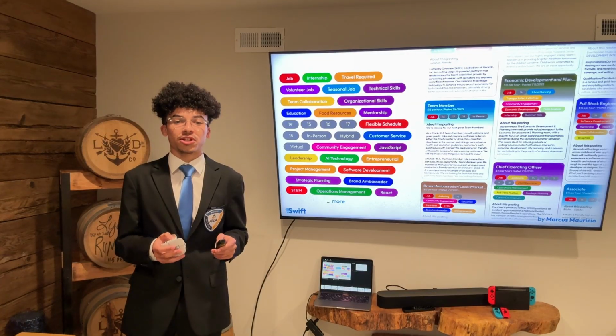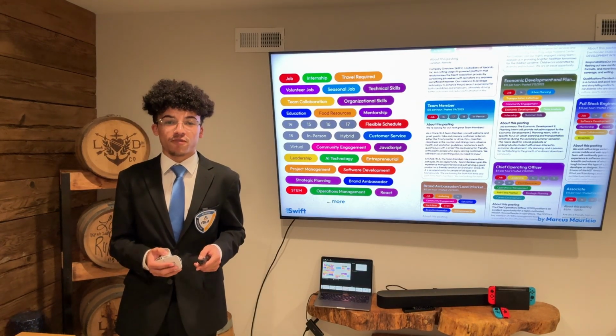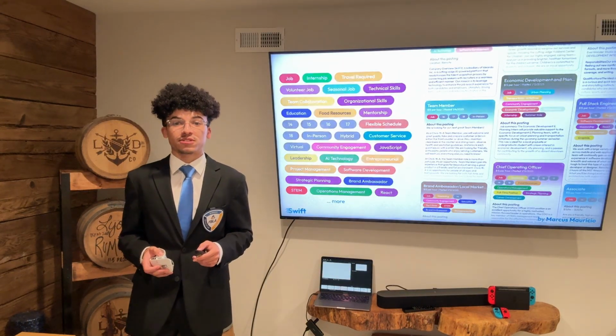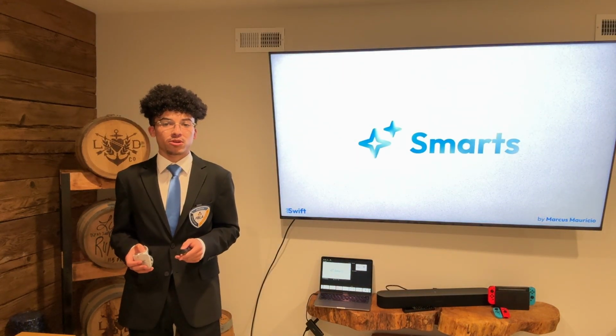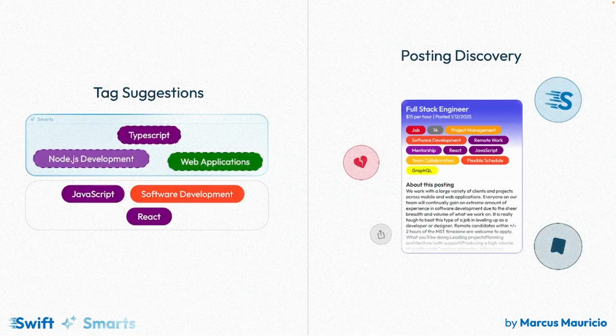These tags ensure that the right postings are matched with the right students in order to help them find the right posting as soon as possible. And with Swift Smarts, students can find the right posting even faster. Swift Smarts adds helpful, distraction-free suggestions throughout Swift, from tag suggestions to how you discover postings.